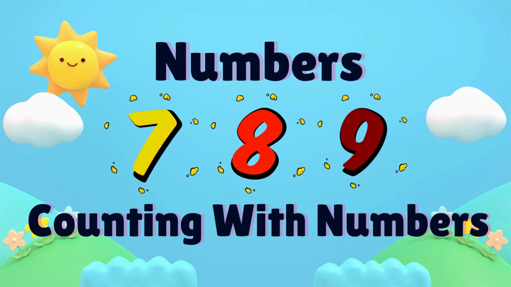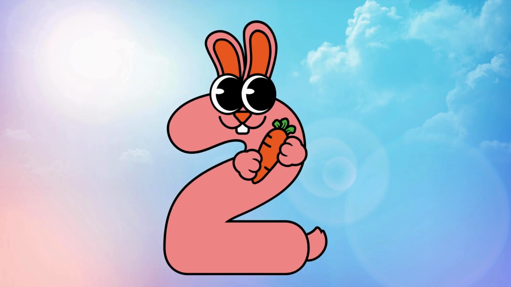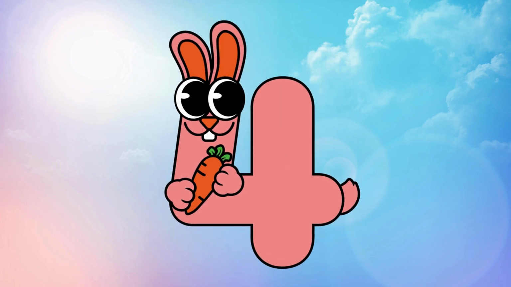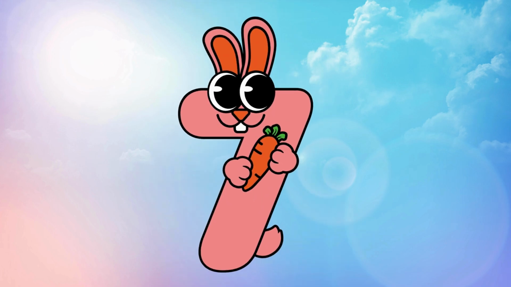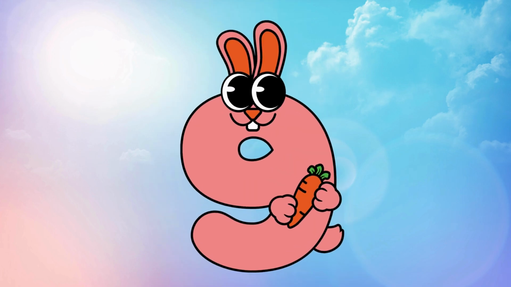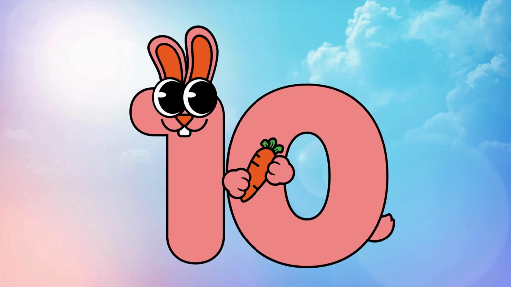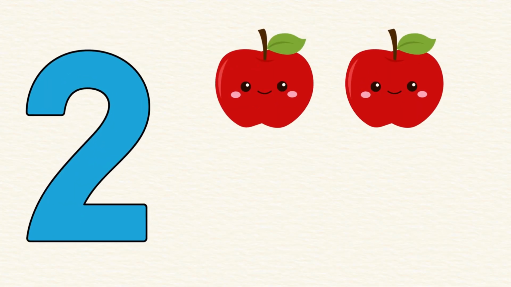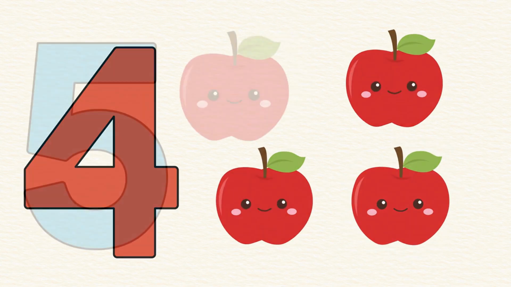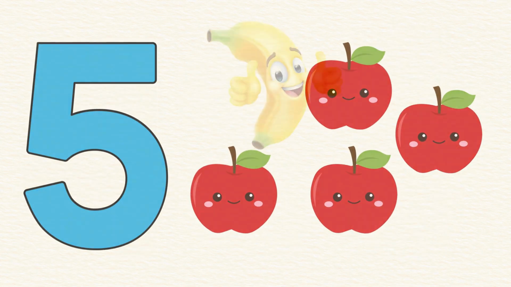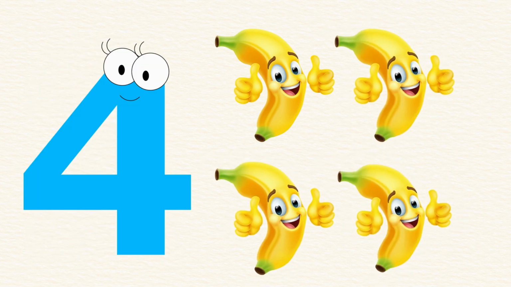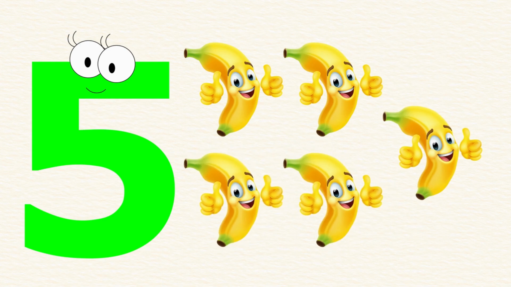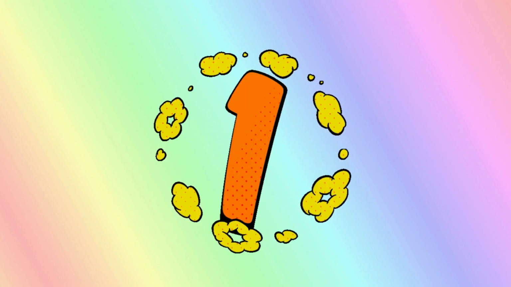Numbers, counting with numbers. 1, 2, 3, 4, 5, 6, 7, 8, 9, 10. Let's count. 1 apple, 2 apples, 3 apples, 4 apples, 5 apples. 1 banana, 2 bananas, 3 bananas, 4 bananas, 5 bananas.